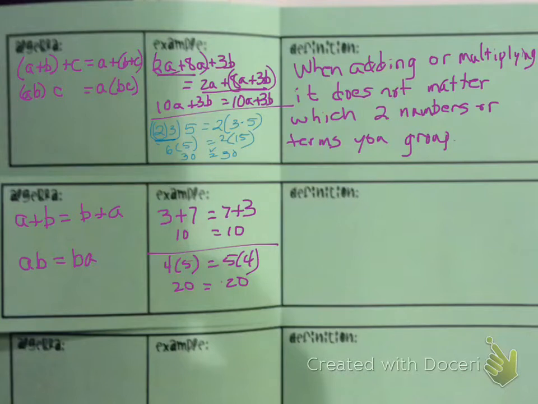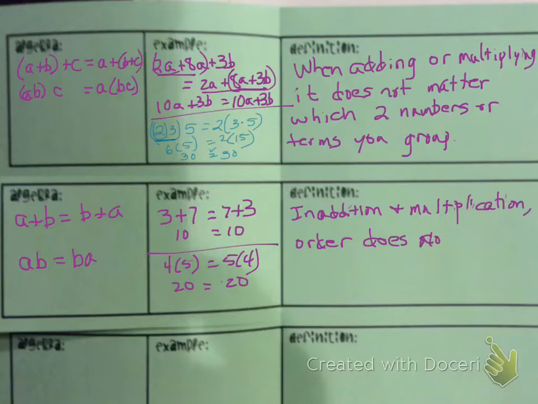And then your definition, kind of my own words: in addition and multiplication, order does not matter. Okay? Doesn't matter which number I put first and which number I put last. When I multiply them together, I'm still going to get the same number. Okay? When I add them together, I'm still going to get the same number.